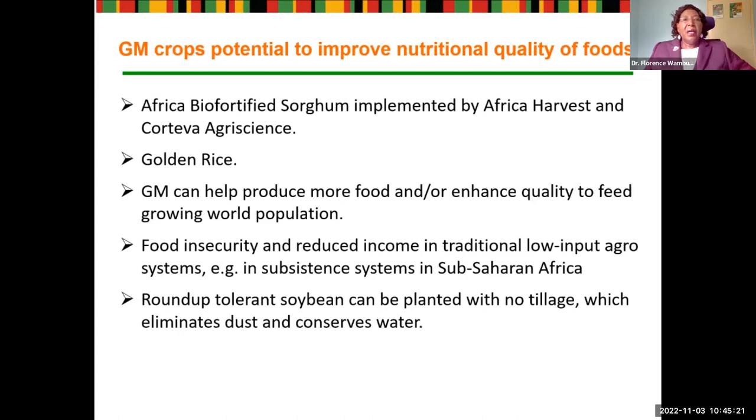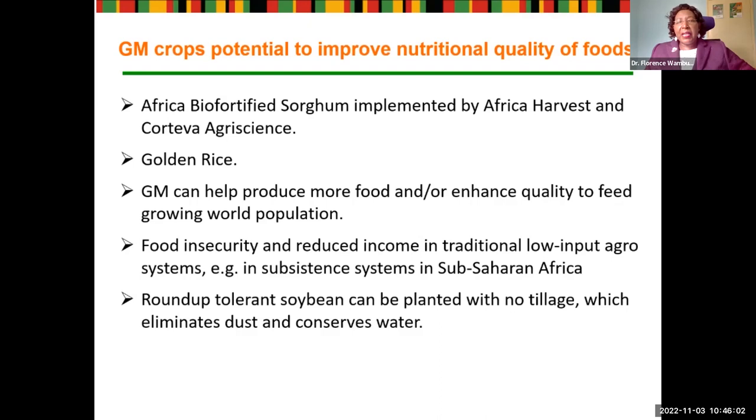Next slide. Again, we are talking about nutrition: Africa biofortified sorghum, that's Africa Harvest and Cotiva and many partners, including CARI, Microsoft, and AATF. We have golden rice, which is vitamin A enriched, for Europe, and in fact Africa could use it. GM can help produce more nutritious, quality food for a growing population, address food insecurity, and raise incomes in traditional low-income, subsistence systems in sub-Saharan Africa. For this one, we just need to look at India. Great impact in India.